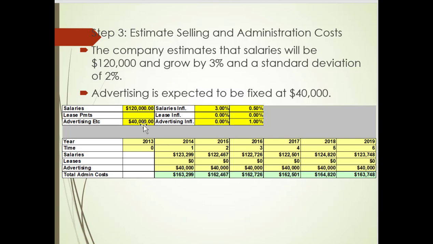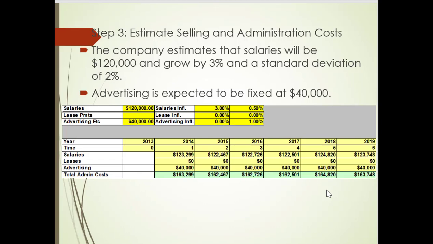Advertising is fixed at 40,000. So again, we have 0% growth, 1% here. Again, we need to do the percentage here. Even though it's zero growth, we still need to put in a number here for standard deviation so that the mathematics works down below.